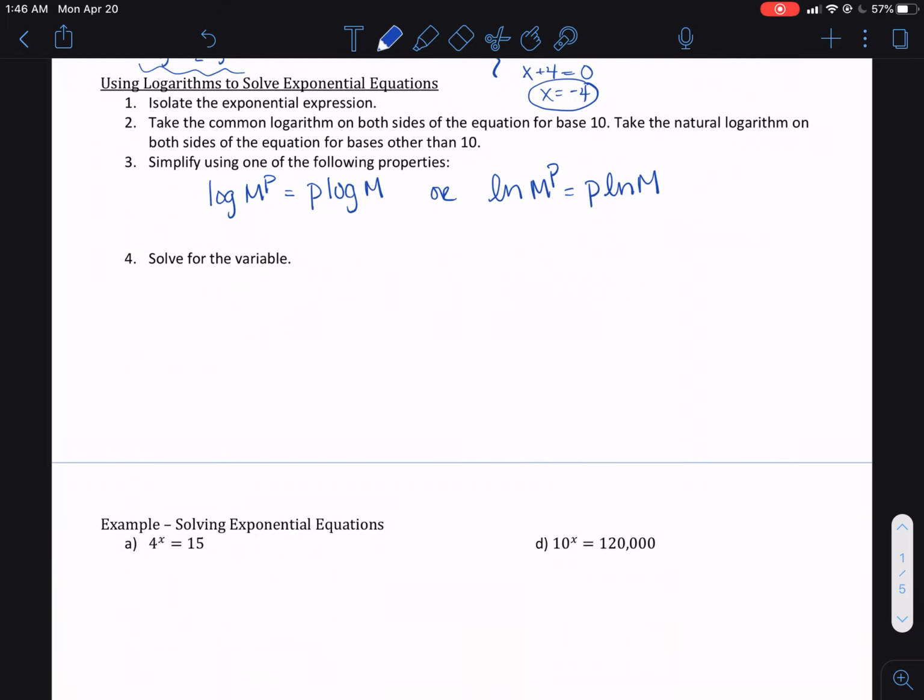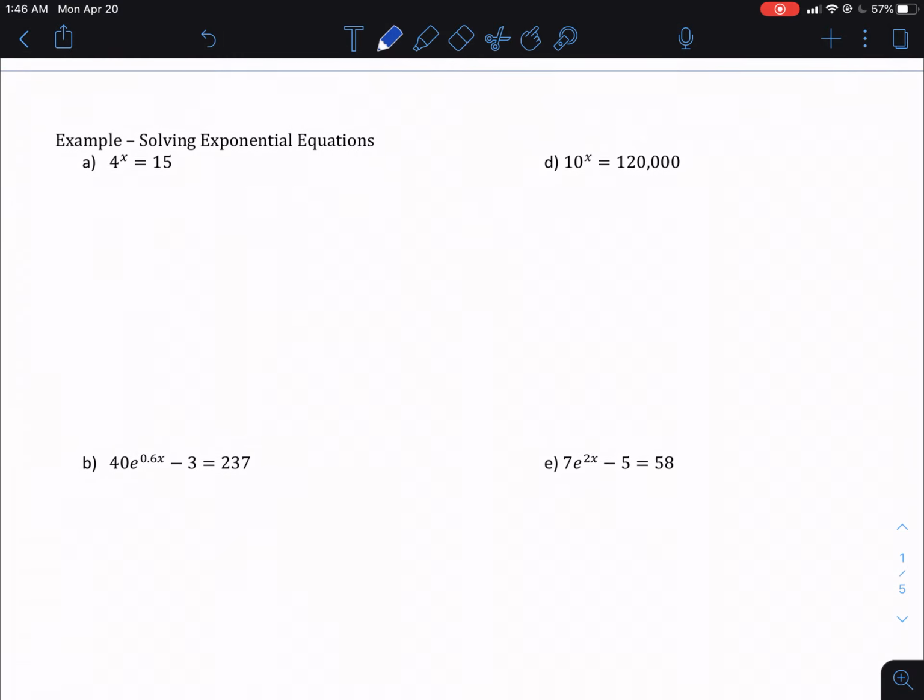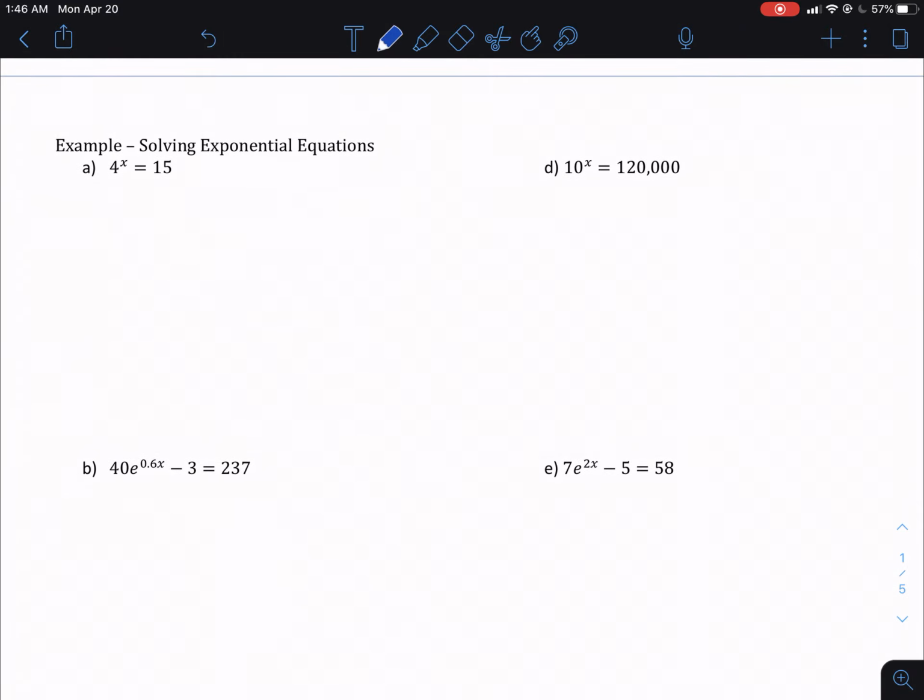Alright, so looking at our next page, looking at A. So 4 to the x power equals 15. We can't rewrite that, so we have a base of 4. I'm going to show you what it would look like if we did log. If we take log of both sides, because what we do to one side we have to do to the other, we can use the power rule and move this x to the front, so we have x times log of 4 equals log of 15.